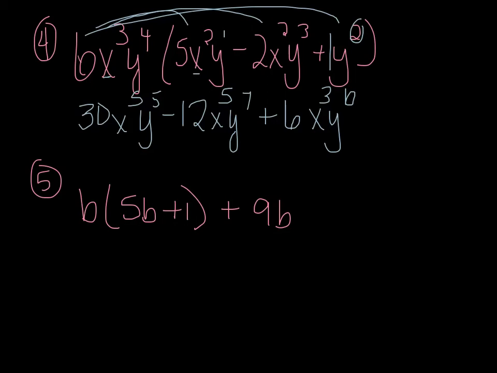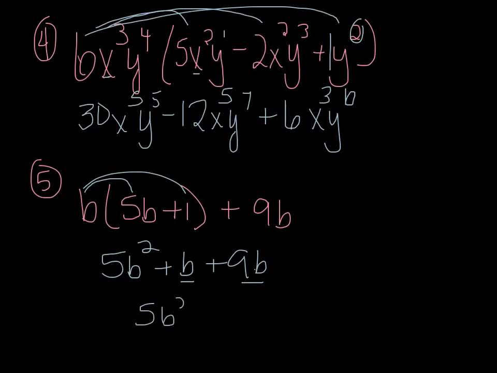This one, we have b times 5b plus 1, and then outside we have 9b. So always follow order of operations, so we're going to multiply first. b times 5b is 5b squared, and then b times 1 is b. We're bringing down my 9b. Then combine like terms. You can see how you have two b's? You can add those. So 5b squared plus 10b.